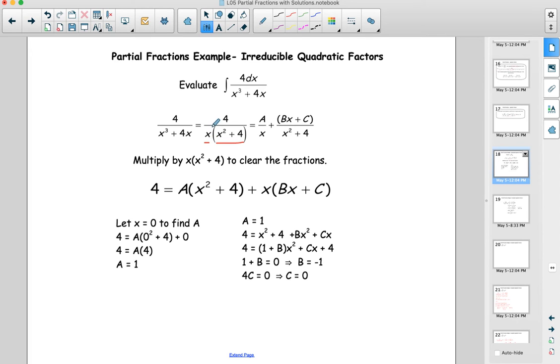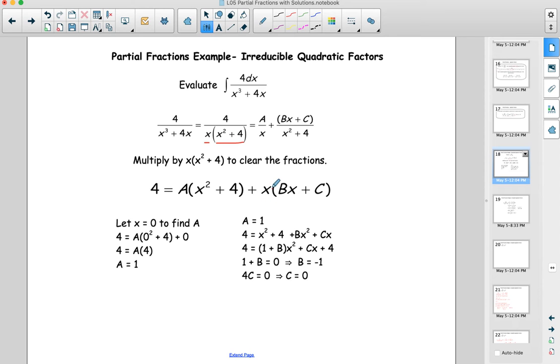It's not an x squared. If it was an x squared, I'd have A over x plus B over x squared. This x has degree 1, so simply A over x. The irreducible quadratic now, we will introduce this in its numerator. We'll introduce Bx plus C divided by the irreducible quadratic. And now we're going to multiply by x times x squared plus 4 on both sides to clear out the fractions. And that will leave me with 4 on the left, A times x squared plus 4 plus x times Bx plus C. All right, now what are we going to do?